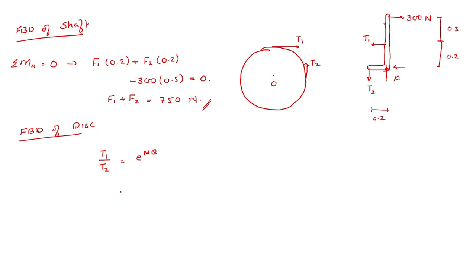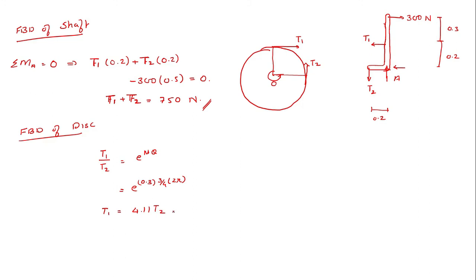Now, substituting the value, mu, as you know, is 0.3, and theta: this cable here wounds over this circle for an angle equal to this corresponding angle. Since the total angle is 2 pi, I can say it is 3/4 of 2 pi. From this I would get T1 is equal to 4.11 T2. Okay, T1 equals 4.11 T2. So this is T1, T2, T1, T2.